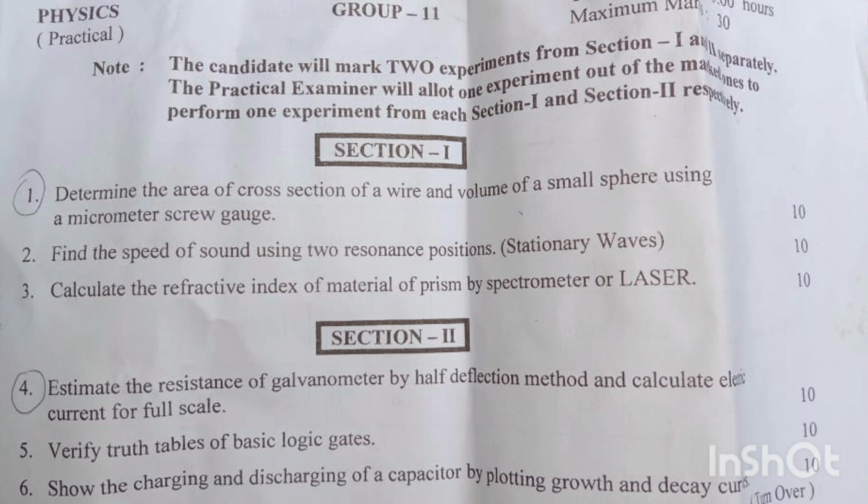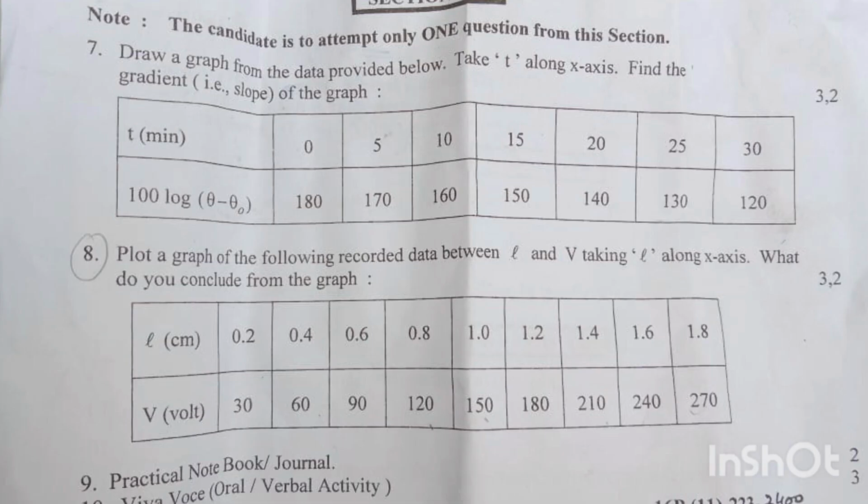Question number 6. Show the charging and discharging of a capacitor by plotting growth and decay current. Question number 7. Draw a graph from the data provided below. Take T along x-axis. Find the gradient of the graph.